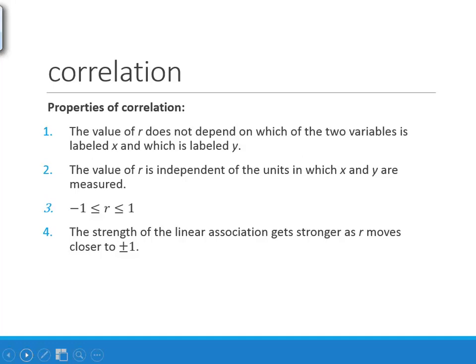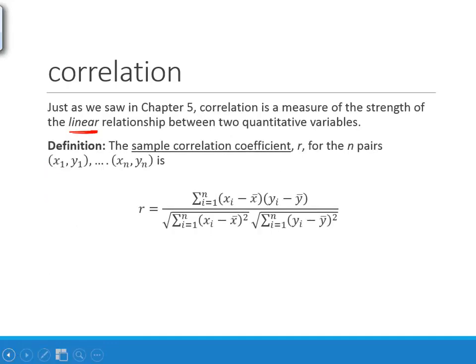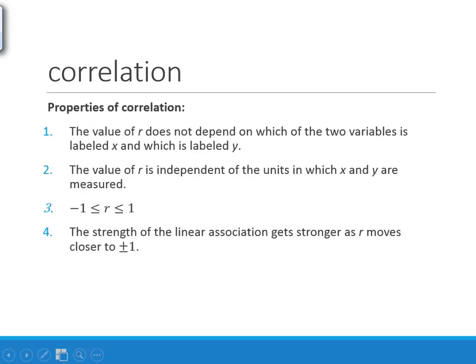Correlation doesn't care which variable you put in as your x and which as your y. Regardless of which variable is the explanatory or response, your correlation is going to be the same. And again, if you look at the formula, you can imagine if you switched x and y in there, that's not going to change. The formula is going to stay the same, right? So it doesn't matter which is your explanatory, which is your response, the correlation is the same.